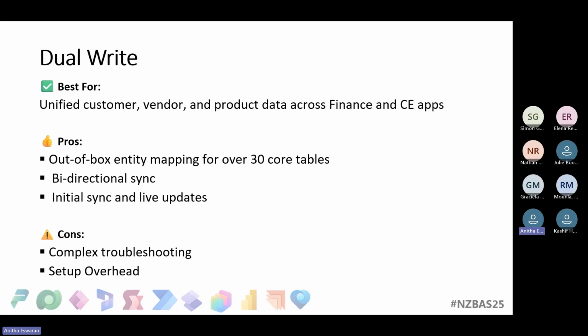You have lots of out of box entities, more than 30 core tables, which are pre-mapped, so we have a reduced development effort. It is a bidirectional sync, which ensures you don't need to worry about whether the data has gone from FNO to CE or CE to FNO. The framework itself ensures the data consistency across the platform. So whatever changes you make in CE will automatically be reflected in FNO. It is near real time, and it also has an initial sync and live updates, so it keeps the systems aligned.